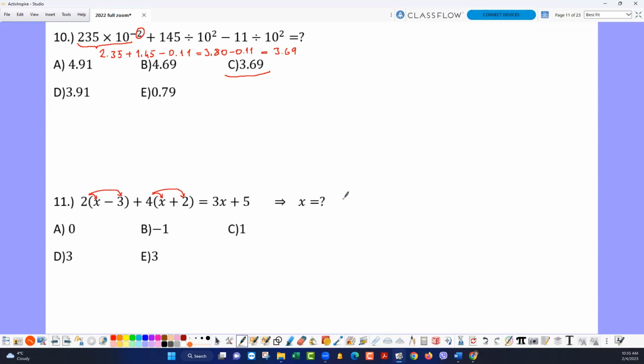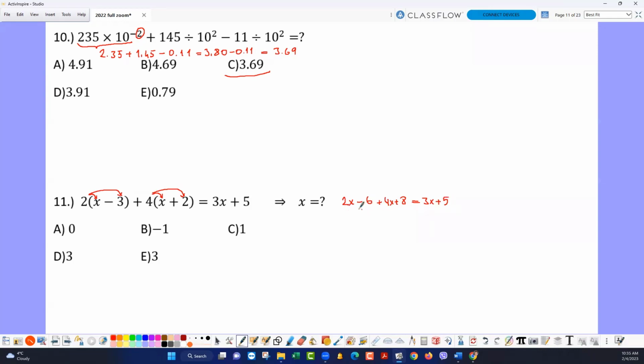2 times x is equal to 2x. 2 times minus 3 is equal to minus 6. 4 times x is equal to 4x. 4 times 2 is equal to 8. And this is 3x plus 5, I'm sorry.